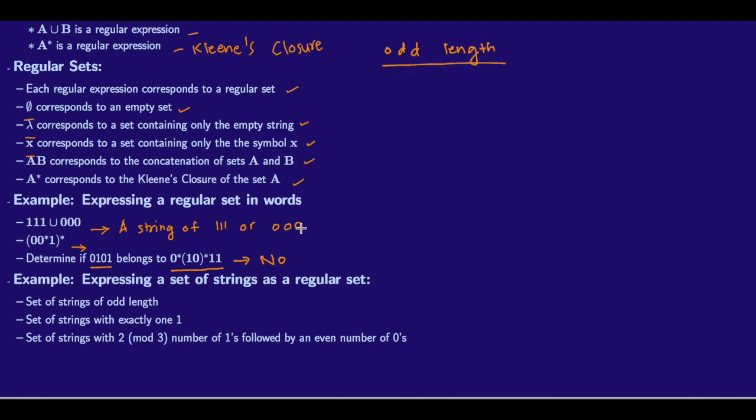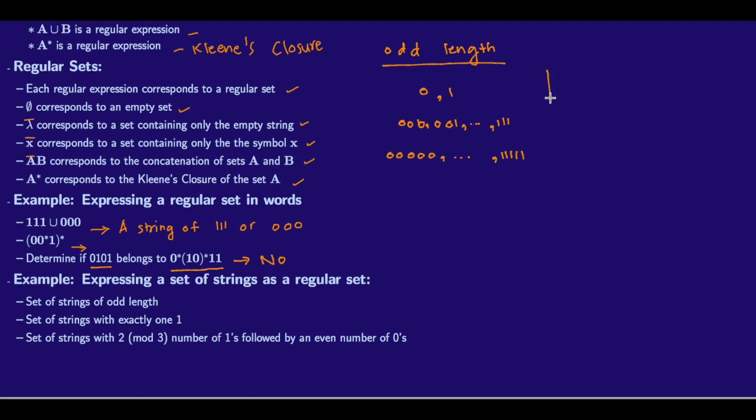So odd length means what? First of all, I can have just 0 or I can have 1. And then I can have all the combinations for length 3 strings. So I can have 0, 0, 0, 0, 0, 1 and up to 1, 1, 1. Then I can have all the combinations of length 5, which is 0, 0, 0, 0, 0 up to 1, 1, 1, 1, 1. So I can list down all the odd length strings.